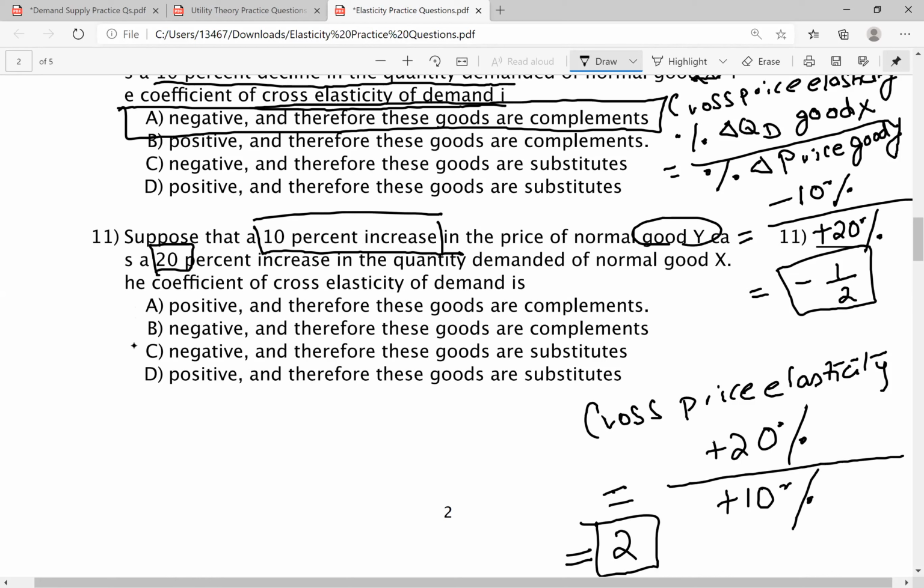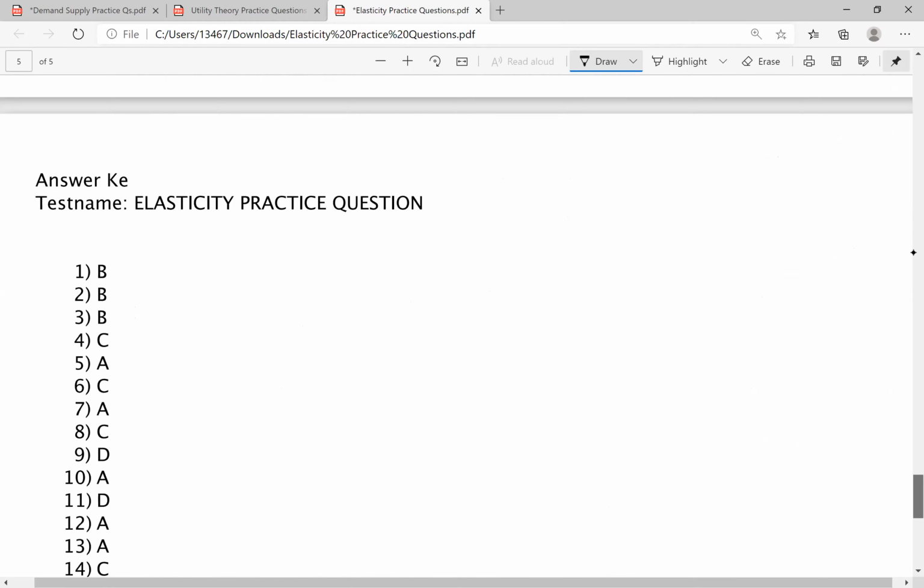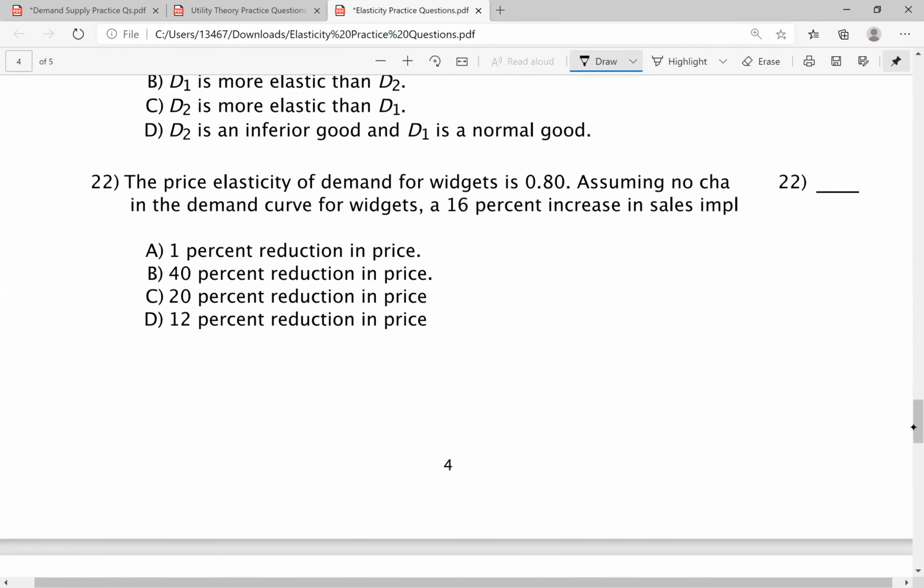When you have a positive value, the goods are substitutes. When you have a negative value, the goods are complements. So this is all we have over the questions.